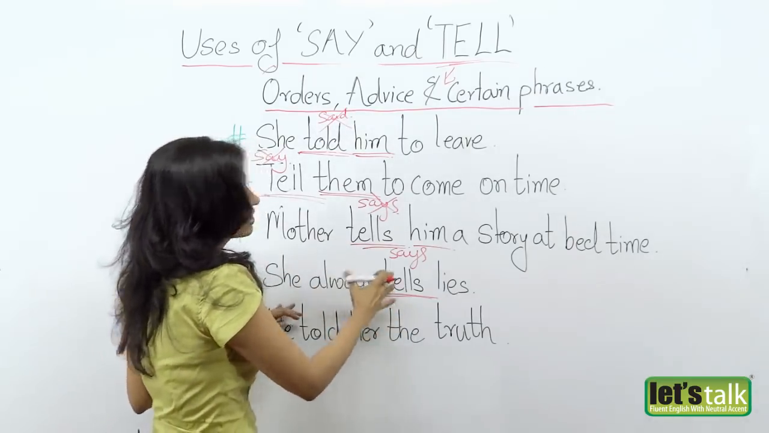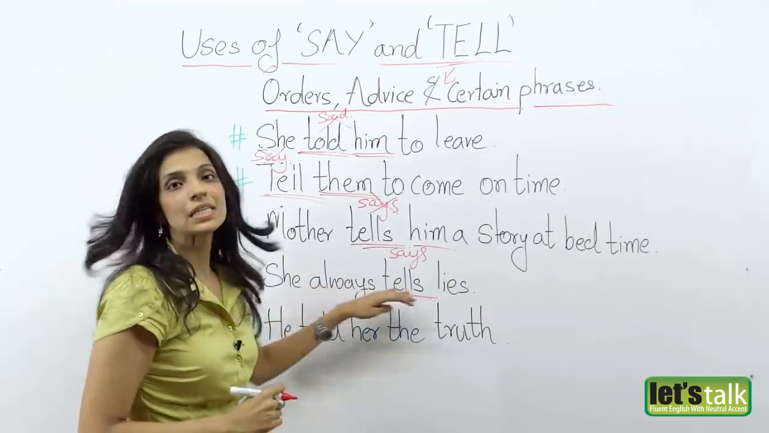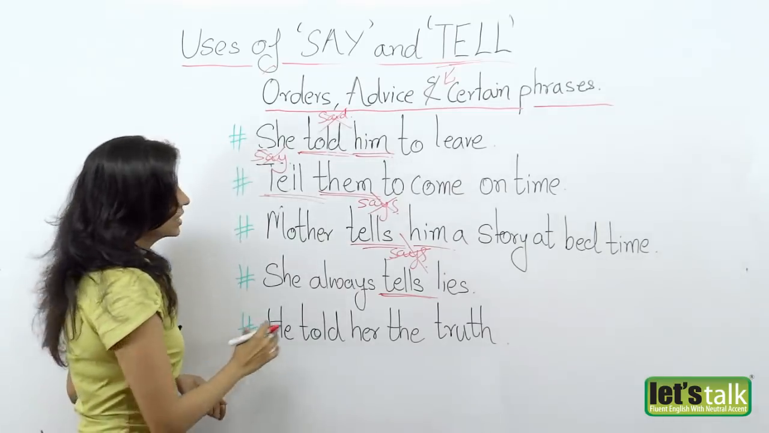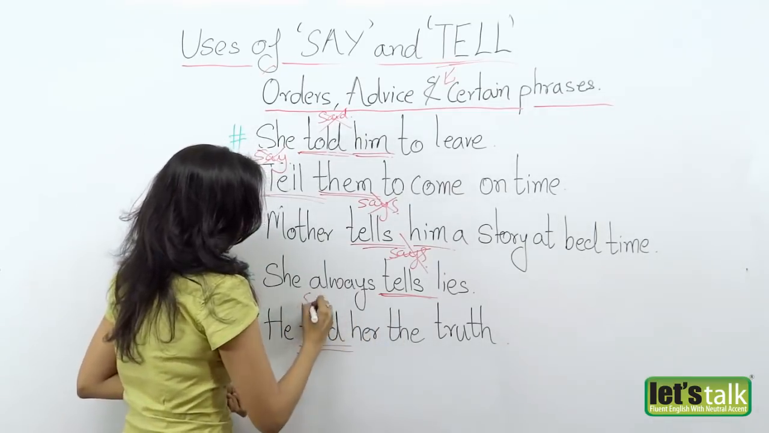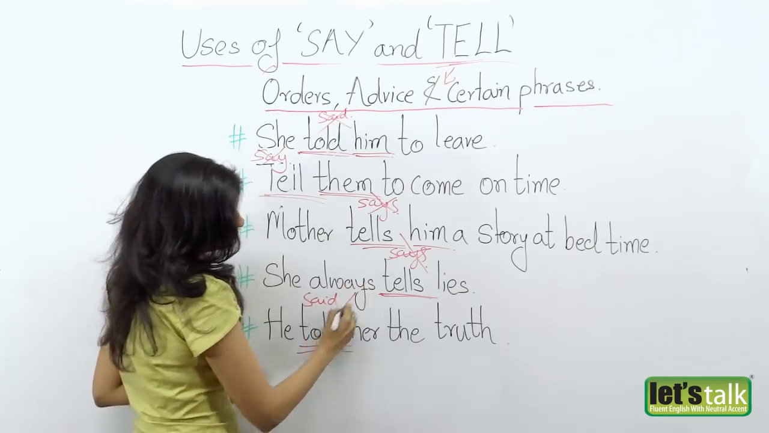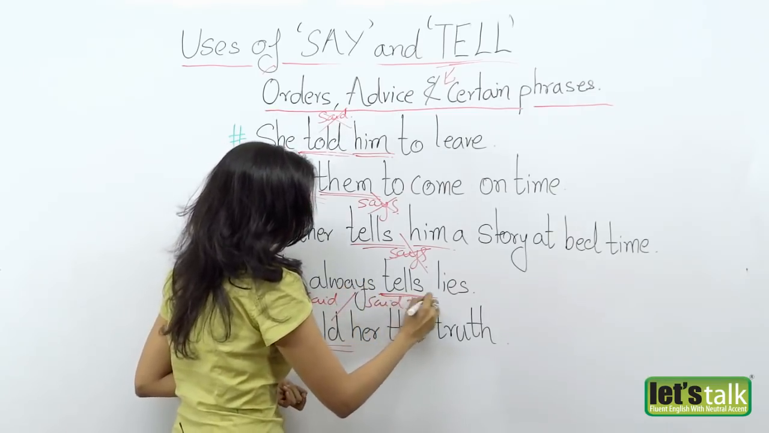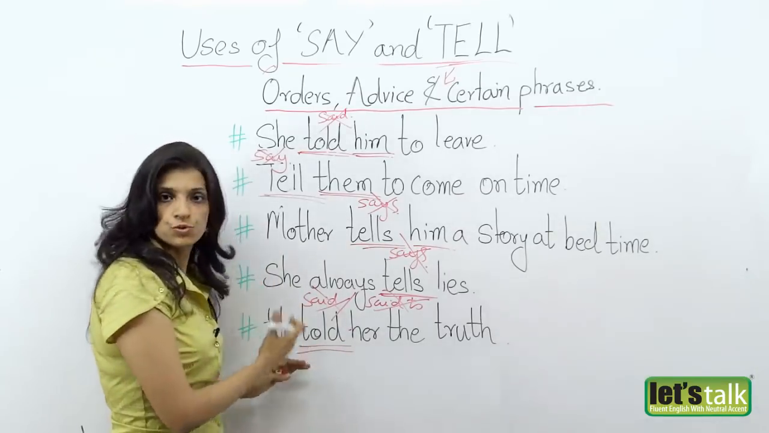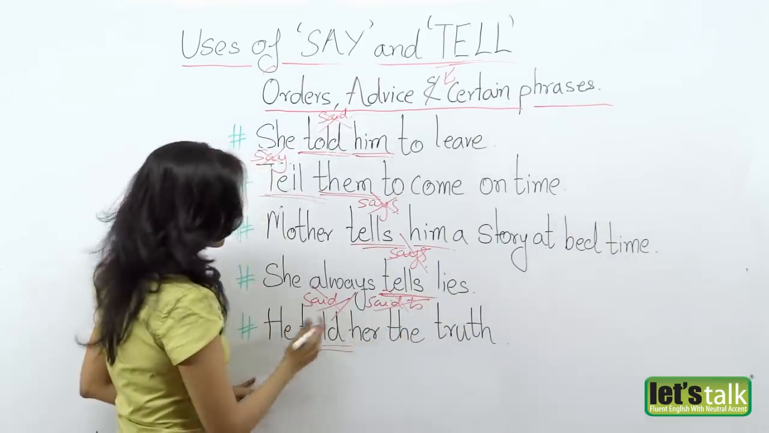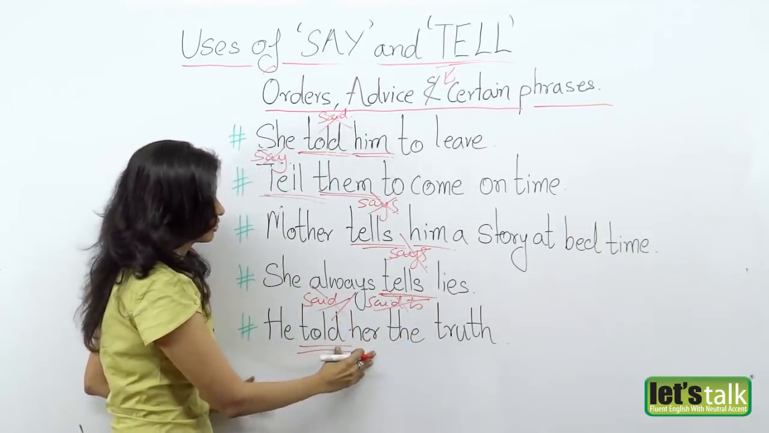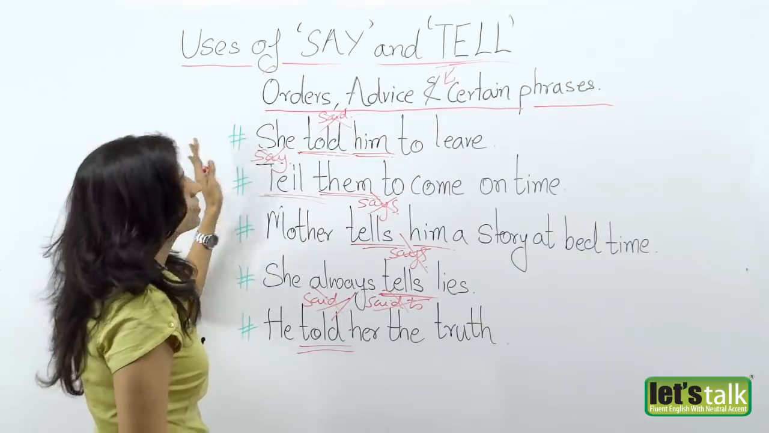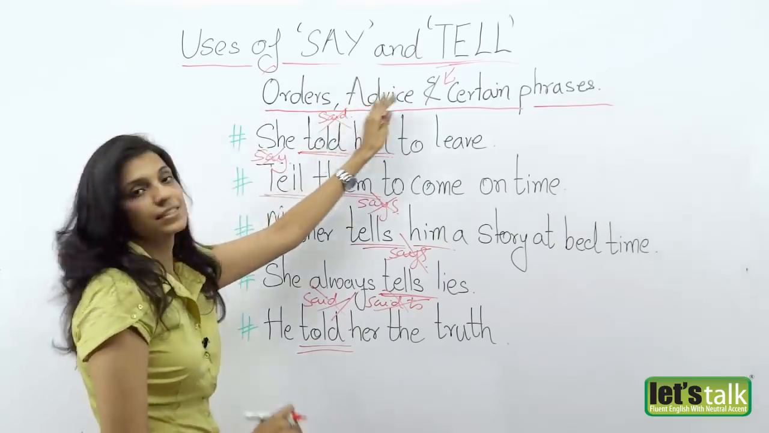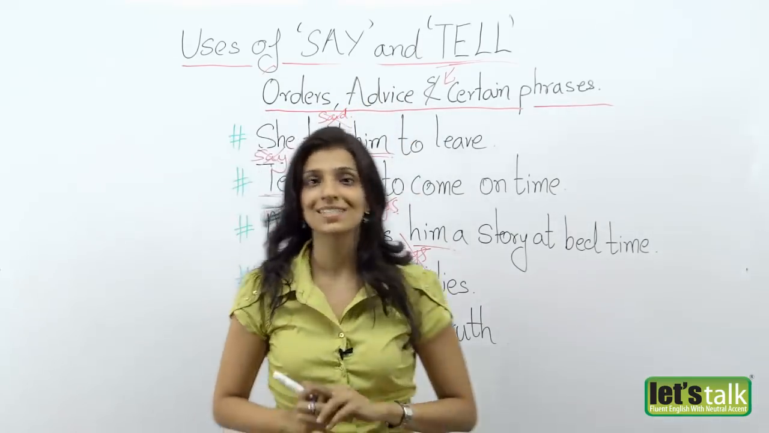When you tell lies, not a very good thing to do, but you tell lies. You don't say lies. And in my last example, he told her the truth. You do not say he said her the truth or he said to her the truth. It is wrong. You always have to use tell when you use the phrase to tell someone the truth. So he told her, he told someone the truth. So in these examples, you always use tell, you never use say. This is a rule. So for orders, advice and certain phrases, you always use tell.